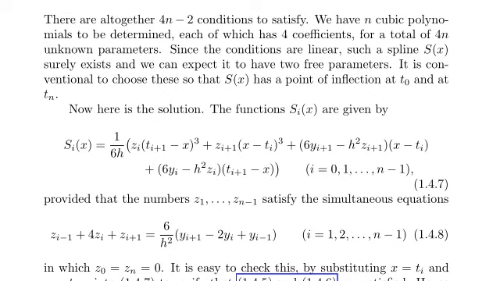We have n cubic polynomials to be determined, each of which has 4 coefficients, a total of 4n unknown parameters. Since the conditions are linear, such a spline S(x) surely exists, and we can expect it to have two free parameters. So we're solving for 4n variables, and we've got 4n minus 2 conditions.